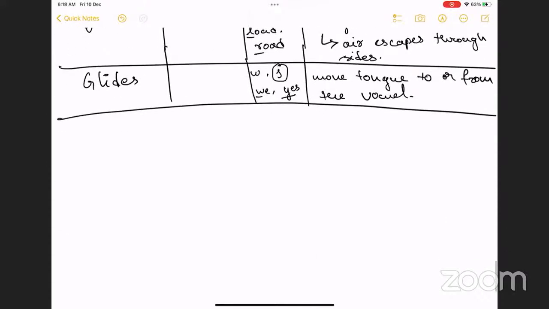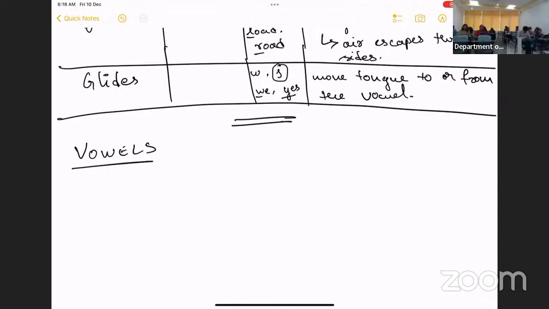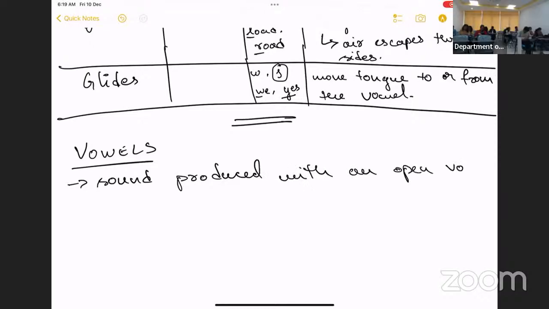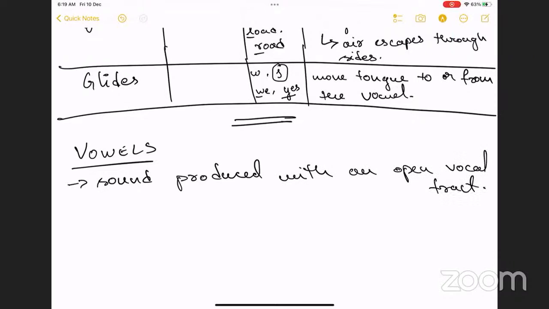Now coming lastly to vowels. I'll keep it very short. The difference between vowels and consonants is that consonants need articulation. There is obstructed airflow, whereas in terms of vowels, there is no obstruction of the airflow. The sound is produced through what we call an open vocal tract. The sound produced with an open vocal tract, that will be a vowel.